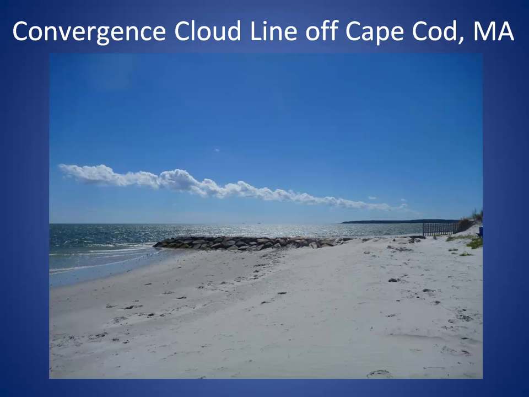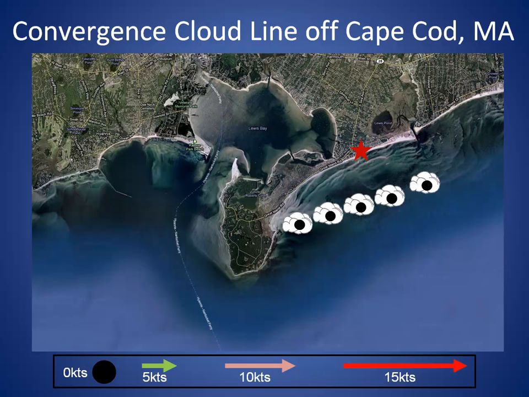And here's a good example of a convergence cloud line off Cape Cod, Massachusetts. You can see the clouds in nearly a straight line extending for quite a distance. And let's go over how this convergence cloud line developed. It's specific to this location, but the conditions it represents can happen anywhere.